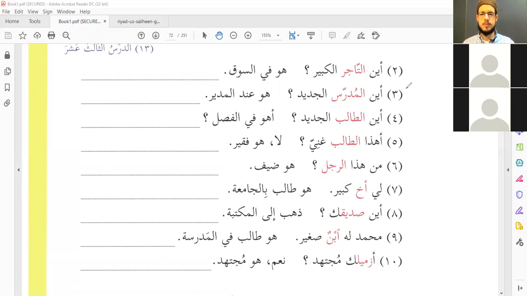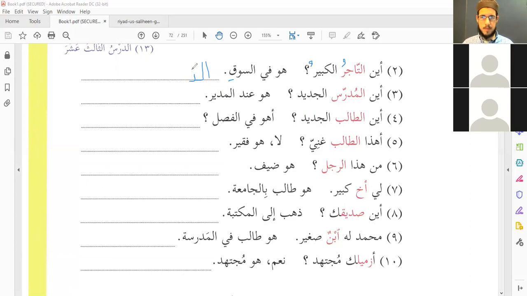أين التاجر الكبير؟ Good. هو في السوق. Fantastic. Yes. أين التجار؟ What's the plural of tajir? This is going to show who reviewed the vocab, because I think last class was the one where we were given the broken plurals. If you scroll up just a couple pages, you'll see the big exercise where we had all the plural forms of these words.